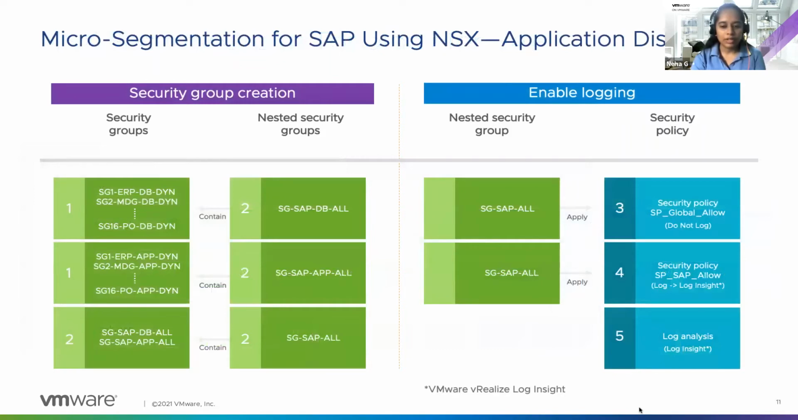Once all the security groups and nested security groups are created and are in place, our next step would be application discovery. For achieving this, we would need to enable logging. We need to create a security policy with a firewall rule defined to allow all the traffic to the VMs that are part of the nested security group. And the NSX manager will forward all this traffic logging to VMware vRealize Log Insight, which can be used to analyze the flows and sort out only the required and authorized flows.